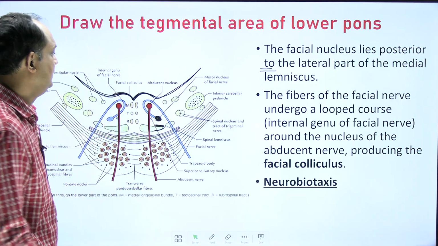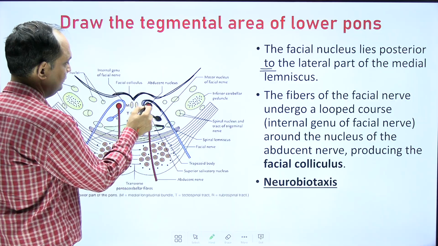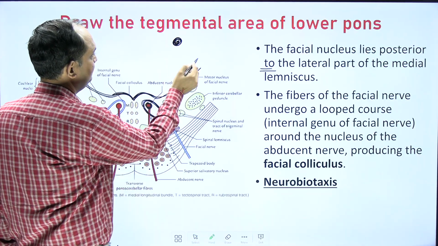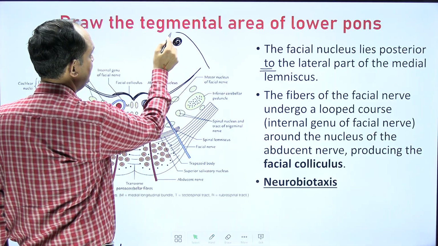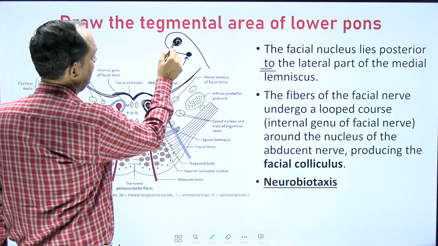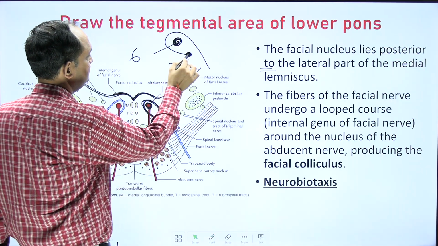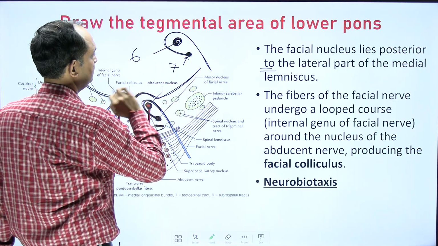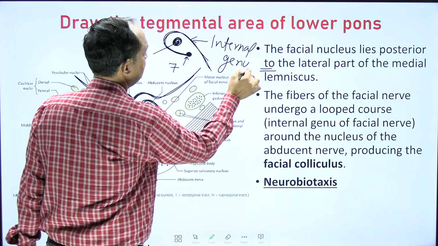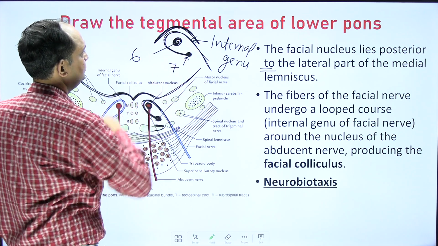Now the fibers from this facial nucleus make a loop around the nucleus of the sixth cranial nerve, that is the abducent. So this is the nucleus of the sixth cranial nerve, and the fibers of the facial nerve make a loop arising from this nucleus. Clear? This is the nucleus of the seventh, and this is the nucleus of the sixth. The fibers of the seventh cranial nerve, which arise from this motor nucleus, make a loop around the abducent nerve. This loop is known as the internal genu of the facial nerve, and this internal genu is responsible for the surface projection known as the facial colliculus.